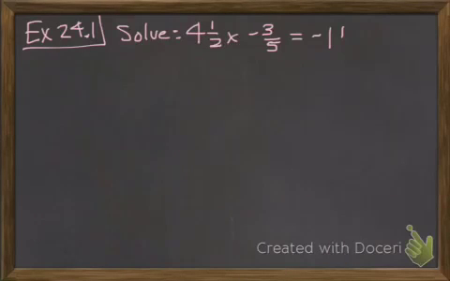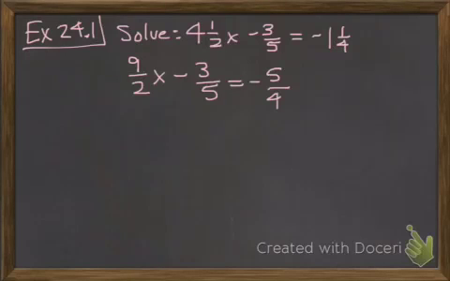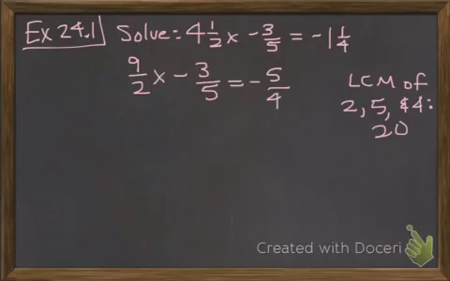Solve 4.5x minus 3/5 is equal to negative 1 1/4. So the first thing you need to do is write all of the fractions in improper form. So you have 9/2 x minus 3/5 equals negative 5/4. And then we want to find the least common multiple of 2, 5, and 4. We find that that's 20. So we'll multiply every term by 20.